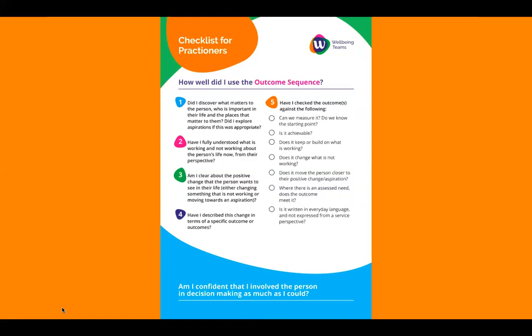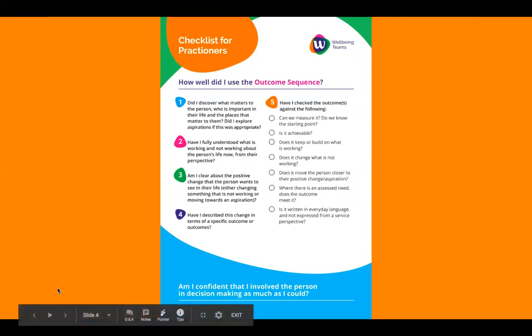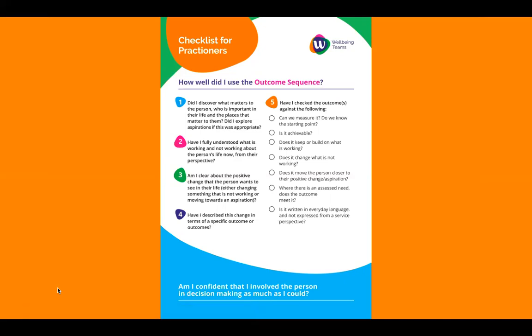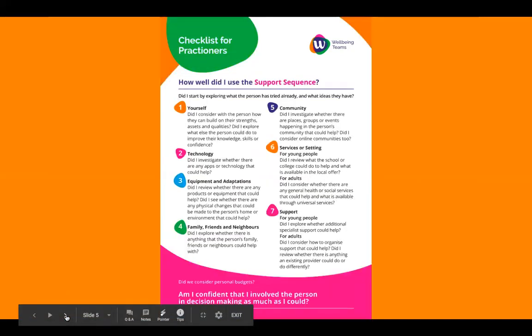So this checklist is something that we hope practitioners would use as they're working with young people or adults as a sort of aide-memoire or check to make sure they've gone through each of the processes in developing the outcome sequence, and they can check the outcomes against these particular criteria. And critically, as you can see from the bottom, am I confident that I involved the person in decision making as much as I could?